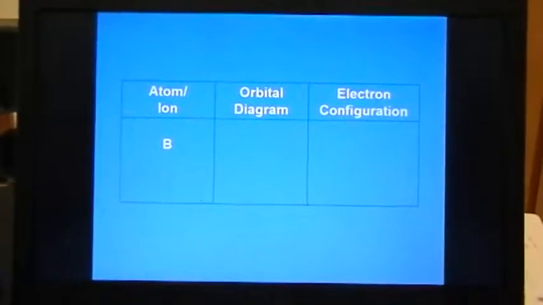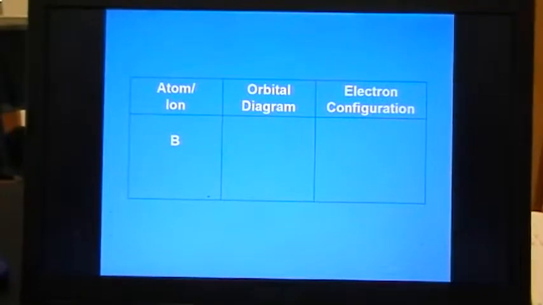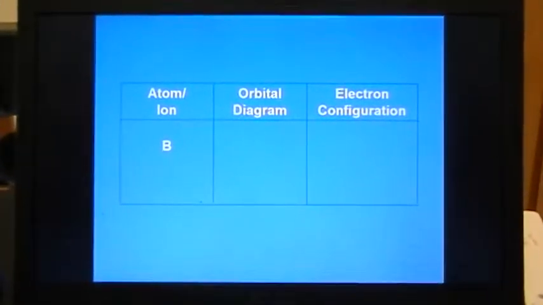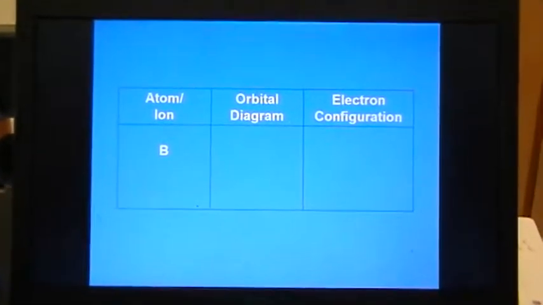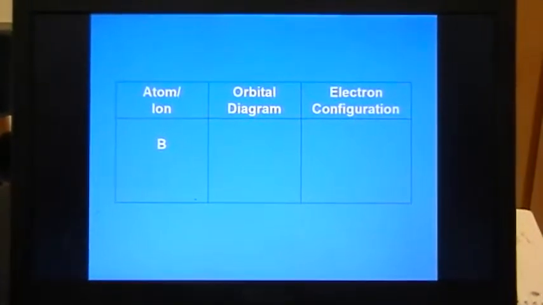So we're going to take a look at 3 of these, and we're going to see each of the ways you can write electron configurations. We're also going to determine if there are unpaired electrons, because that has to do with their magnetism, and we're going to look at their valence electrons to know which electrons are available to form bonds.